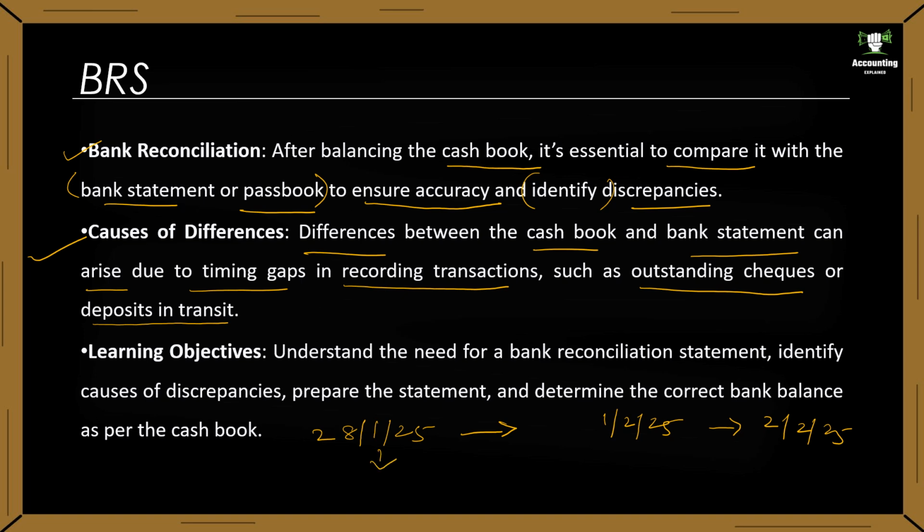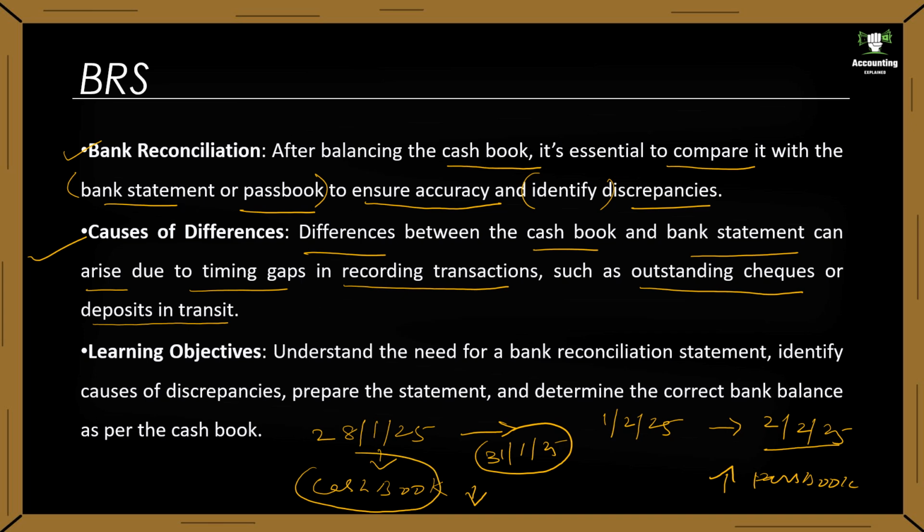We would have recorded it in our cash book on 28th January itself, but the bank will record it on 2nd February only. If you have closed your cash book and found out the balance on 31st January 2025, then our cash book would have been reduced by that particular amount for the check we have issued, whereas the passbook will have an increased balance to that extent. See, because of this, there is a discrepancy. Similarly, discrepancy may arise due to deposits also.